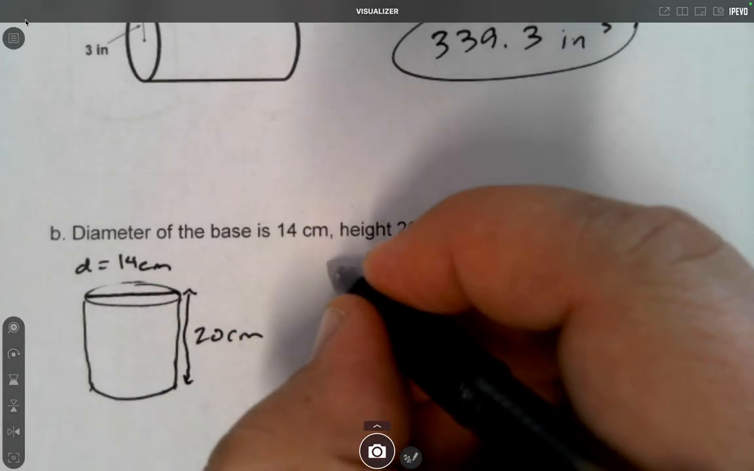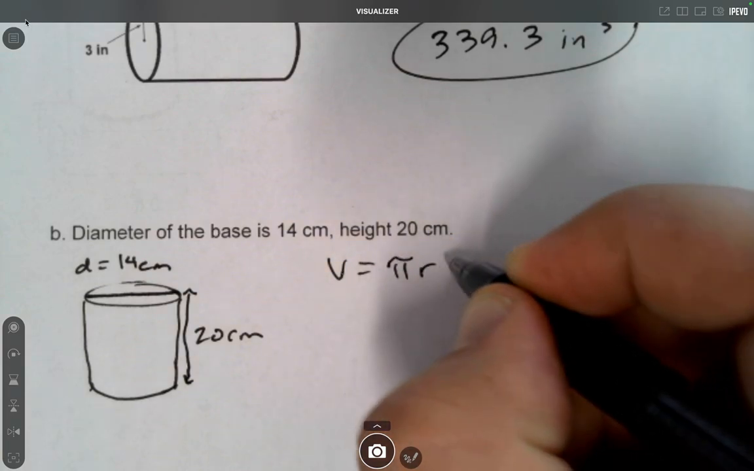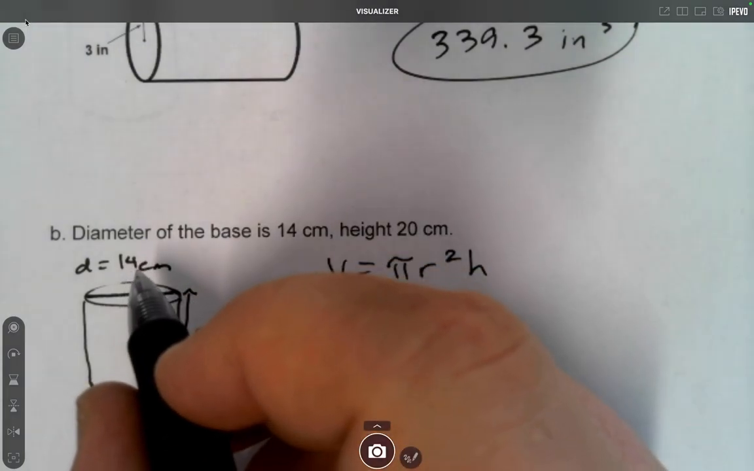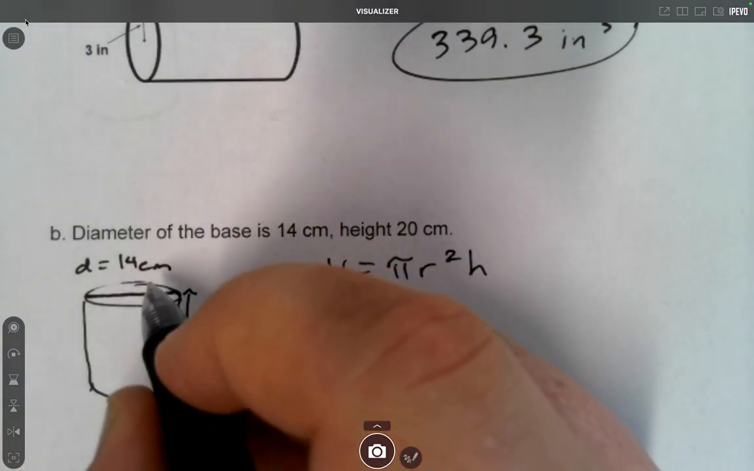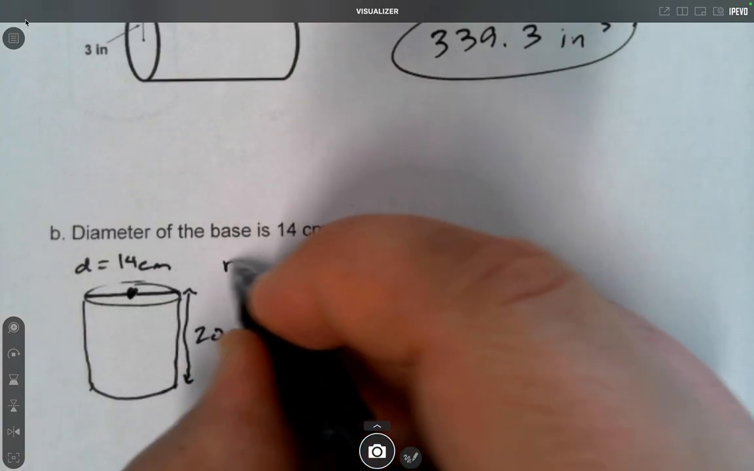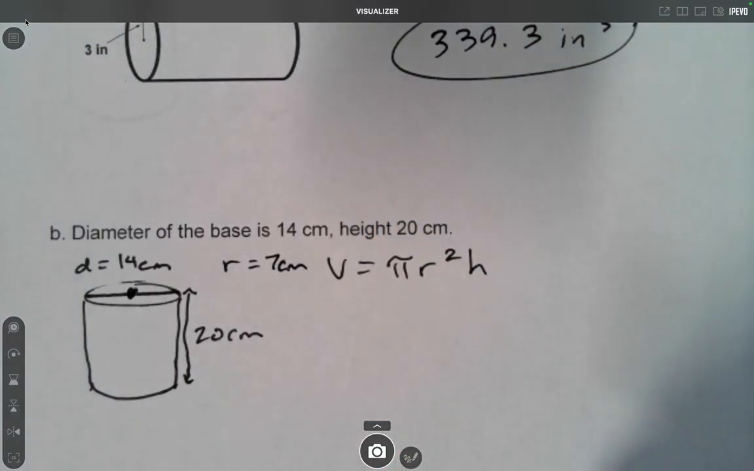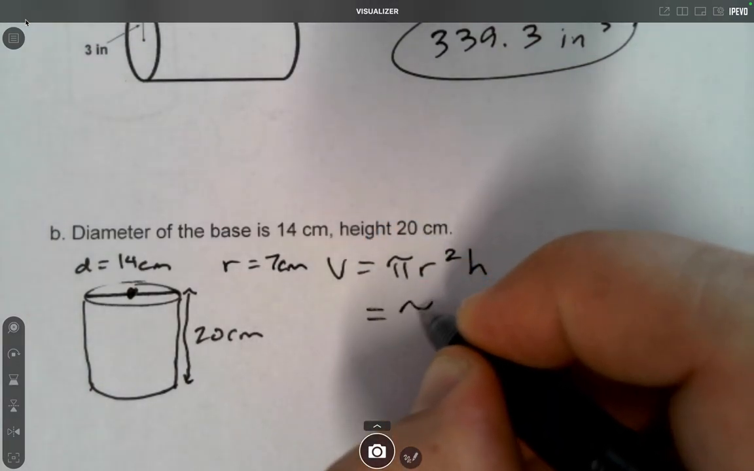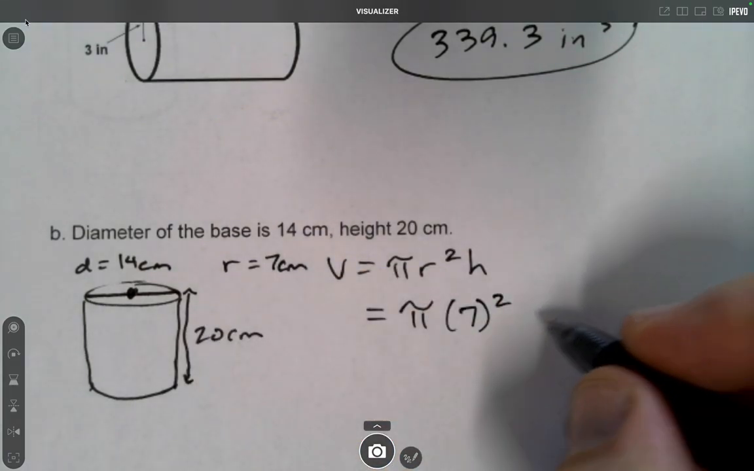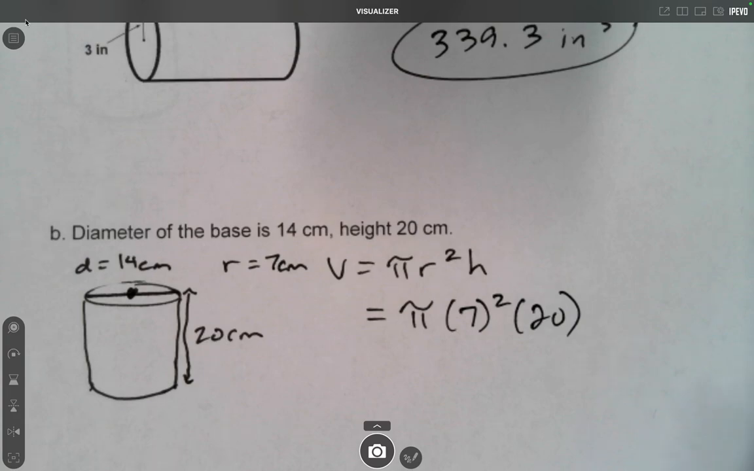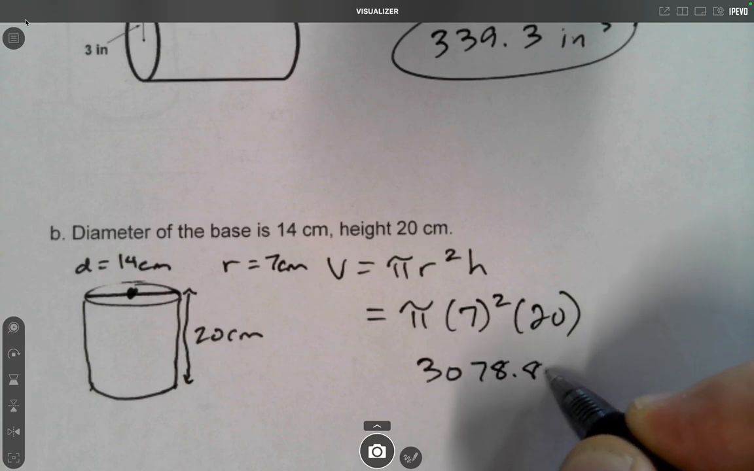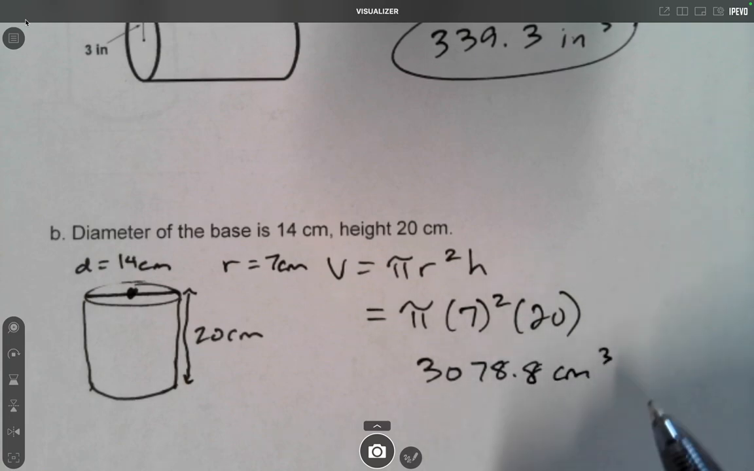But the formula for the volume of a cylinder doesn't have the diameter in it, it has the radius. So we have to cut this number in half, because diameter is all the way across, radius is from the center to the edge. So if the diameter is 14 centimeters, the radius is 7 centimeters. So our volume will be pi times 7 squared times the height, which is 20. And when we multiply all those together, we get that the volume is 3,078.8 cubic centimeters.